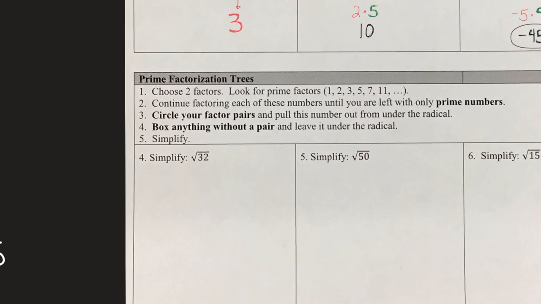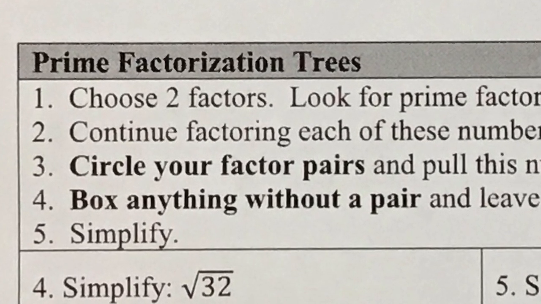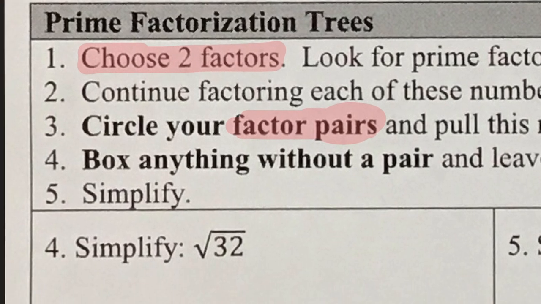Okay, so here are some using what's called prime factorization trees. The first thing you want to do is just choose two numbers that multiply to give you whatever is underneath your radical. Then we're looking for factor pairs. Every time we have a factor pair, how many is a pair? 2. We're looking for 2 of the same number, 2 of the same multiplier. You can pull one of those out, and anything that's not paired stays underneath your radical.